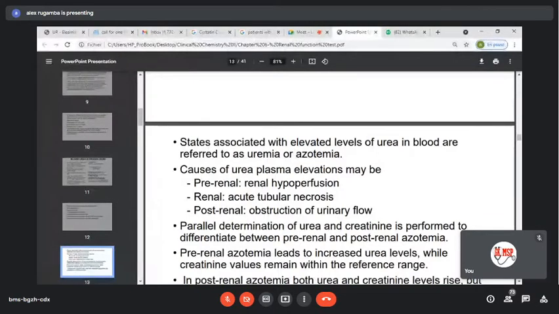So it is prerenal in the case of hypoperfusion. It is renal in the case of tubular necrosis, if there is a tubular problem, and post-renal in case of obstruction of urinary flow. You know the urinary flow. So the cause of elevation of this urea in plasma may be from all three sources.